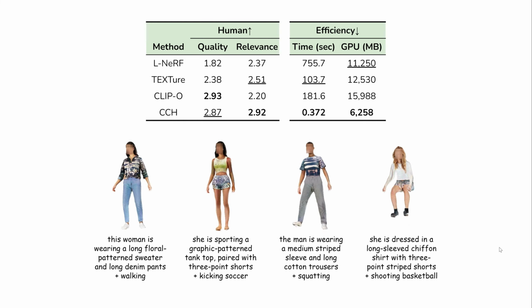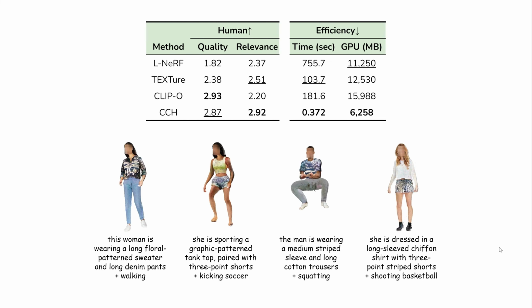And with an external motion model, we can also control the motions using language and make the generated 3D human animated, such as kicking soccer or shooting basketball.